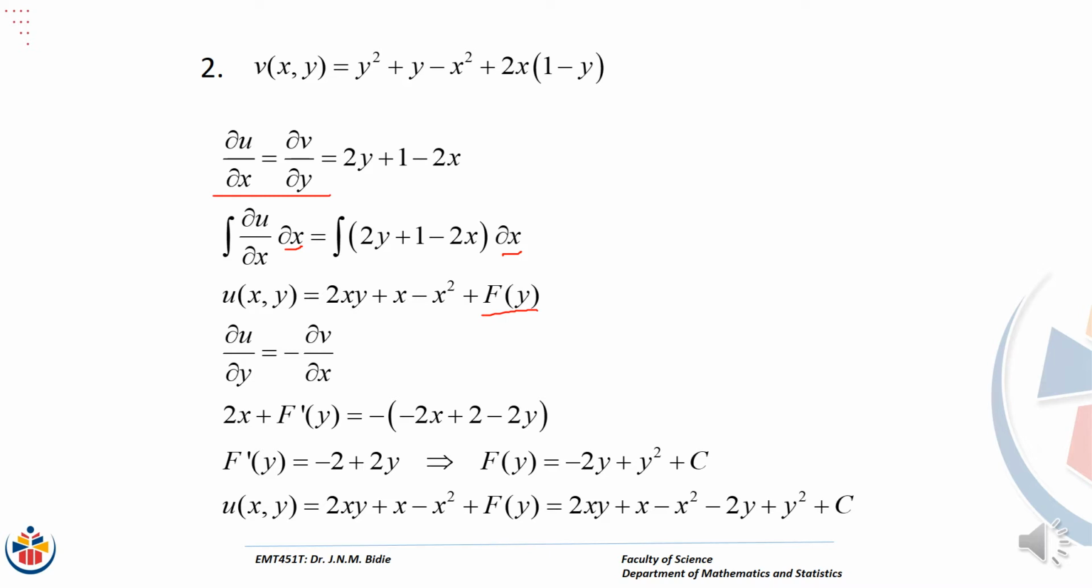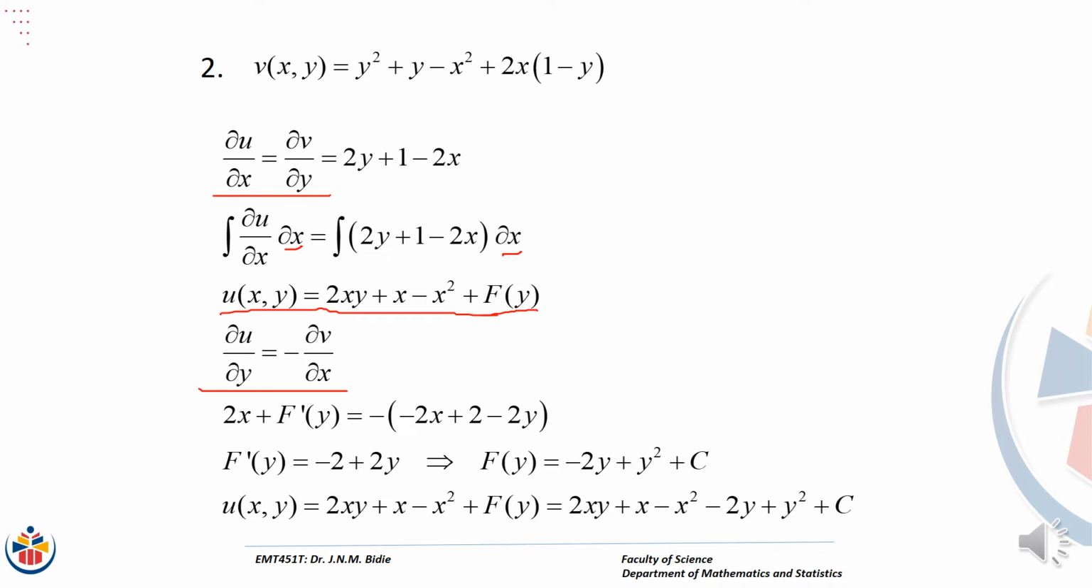Okay, then we go to the second Cauchy-Riemann equation. Du over dy is supposed to be equal to the negative of dv over dx. Du over dy, we go to u. U is here. We've already found its formula. Differentiate with respect to y. That means we'll get 2x plus the derivative of f of y.